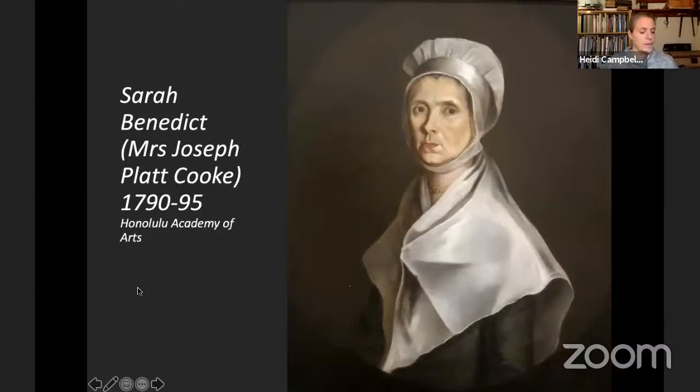The artist who painted Sarah Benedict's portrait decided to paint in the straight pin that I'm zooming in on here. You can see right here, holding her handkerchief around her shoulders. The fact that she's also wearing gold beads shows us that she's not destitute by any means. She's not poor. She just chooses to wear a more plain style of dress at this time.